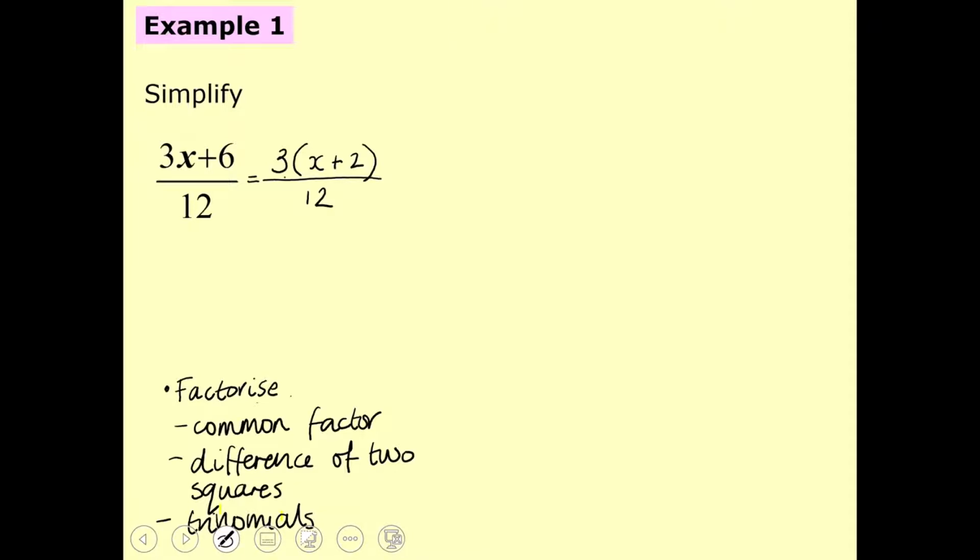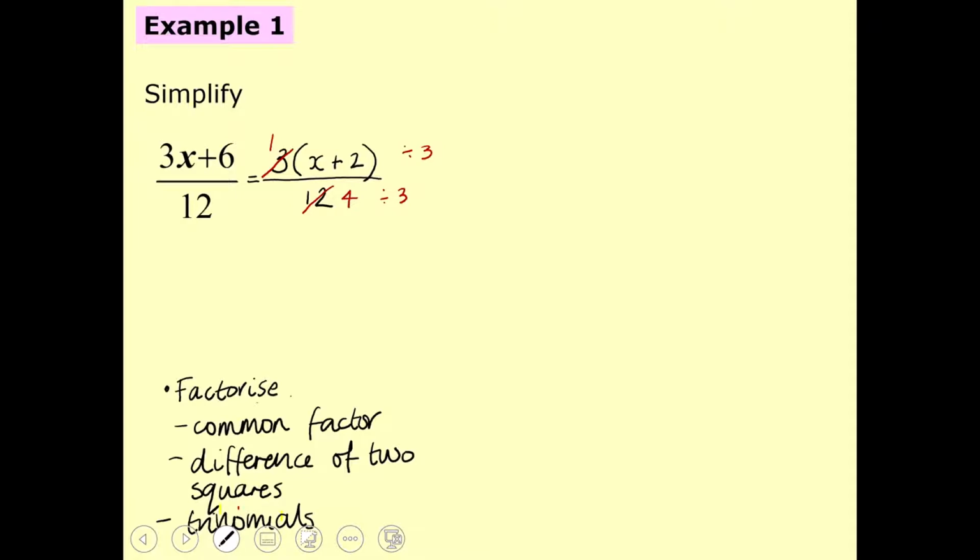Now we clearly have two terms that are being multiplied together on the top, so 3 times x plus 2, and 12 on the bottom. So we can now simplify this fraction. And we've got a common factor of 3 on the top, and we've also got a common factor of 3 on the bottom, because we can divide 12 by 3. So we can go ahead and simplify, and I'm going to divide top and bottom by 3. So when I divide the top by 3, that 3 will become a 1, and when I divide the bottom by 3, that 12 will become a 4. So we're dividing top and bottom by 3.